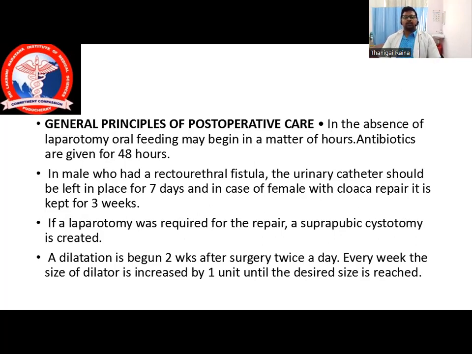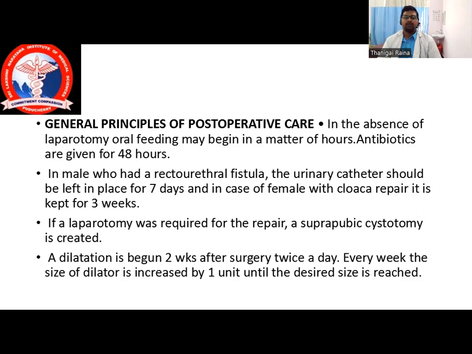So what are the general principles you should follow in postoperative care? In the absence of laparotomy, oral feeding may begin in a matter of hours. Antibiotics are given only for 48 hours. In male babies who had a rectourethral fistula, the urinary catheter should be left in place for 7 days. In the case of a female with cloaca, it is kept for 3 weeks. This is a point you should take home: for male babies with rectourethral fistula, place the catheter for 1 week. For cloacal repair in female babies, place it for 3 weeks.